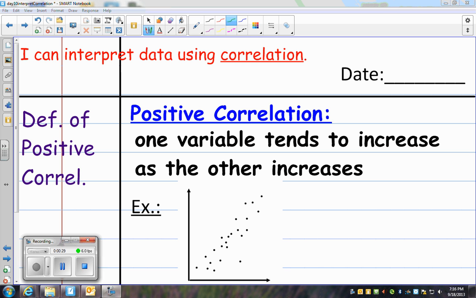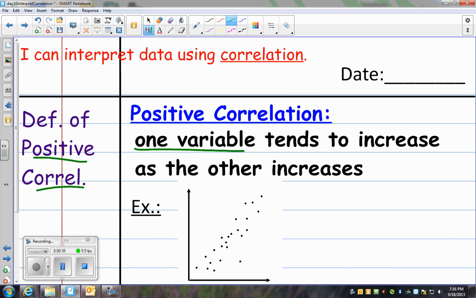So let's look at a positive correlation. One variable, so the x or the y-axis, that variable tends to increase. So it's going to go up as the other increases as well. They're both going up, so it is a positive correlation. You can also see it on the graph.